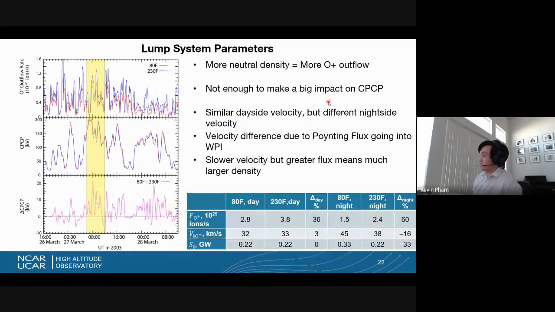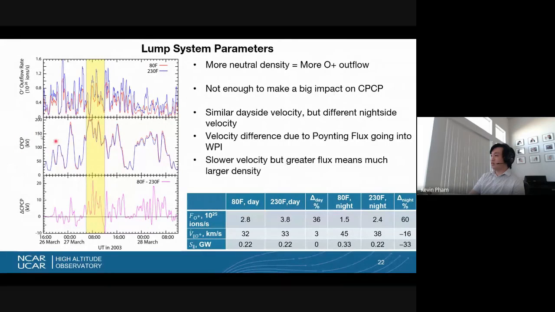So that's given to IPWM, and then IPWM provides O+ ions into the magnetosphere. So let's see what happens to the lumped system parameters. These are large integrated system parameters. The O+ flux is this top panel here. In the 230F run, which is this blue line, you can see that the O+ flux is clearly greater than the O+ flux in the ADF run.